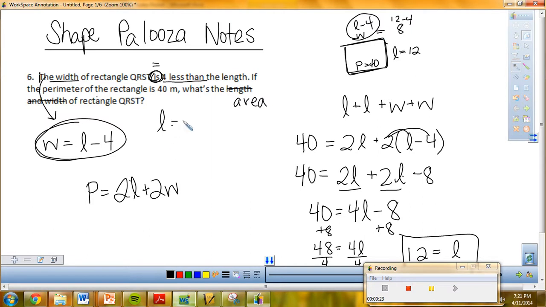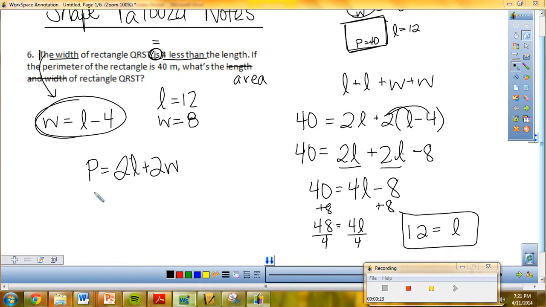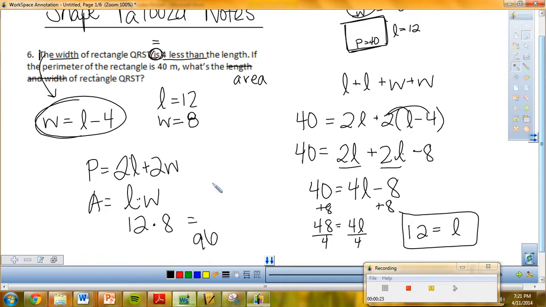So length is equal to 12, width is equal to 8, and we changed the problem so that now we're finding area. So how do I find area of a rectangle? That's another formula that I need to know, which is base times height, or sometimes we say length times width. And I know my length is 12, and I know that my width is 8, and so my area is going to be 96, and they give us meters as our unit, so 96 meters squared.